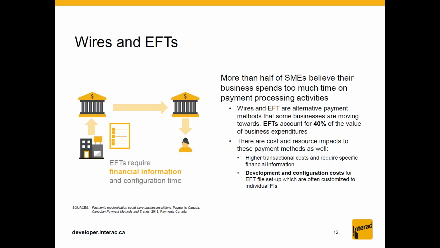Wires carry very high transactional costs, and both wires and EFTs require specific financial information like bank accounts and transit numbers. A business also needs to ensure they have the processes in place to securely capture, store, and handle this sensitive information. And there are always customers who may not be willing to share the information required. And there are also development and configuration costs for EFT file setup, which often depend on the specific financial institution.